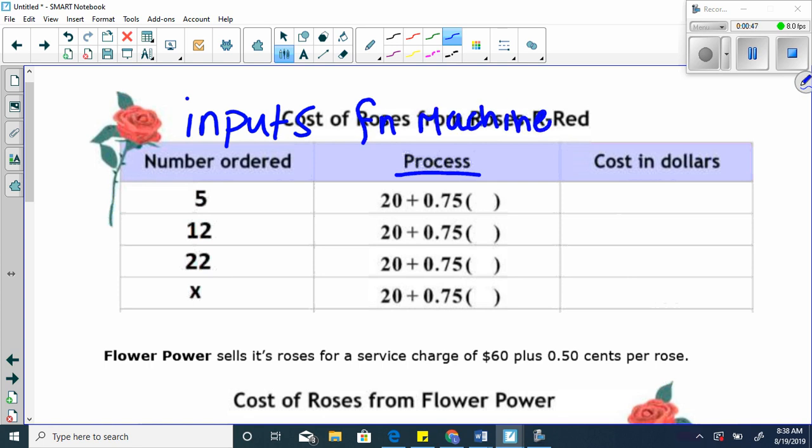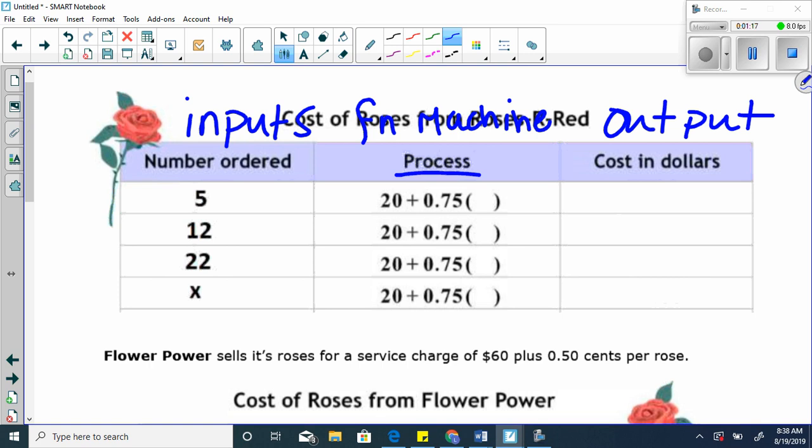You're going to plug it in. Okay? And then my cost in dollars is going to be my what? Awesome. Your output. Okay? So what does this mean, Ms. Cullen? This means I'm going to take my number ordered, put it in my process, and see what is going to come out in my cost in dollars.